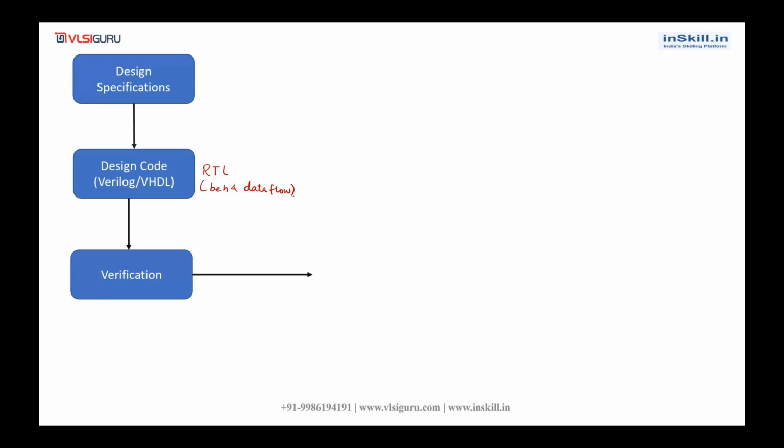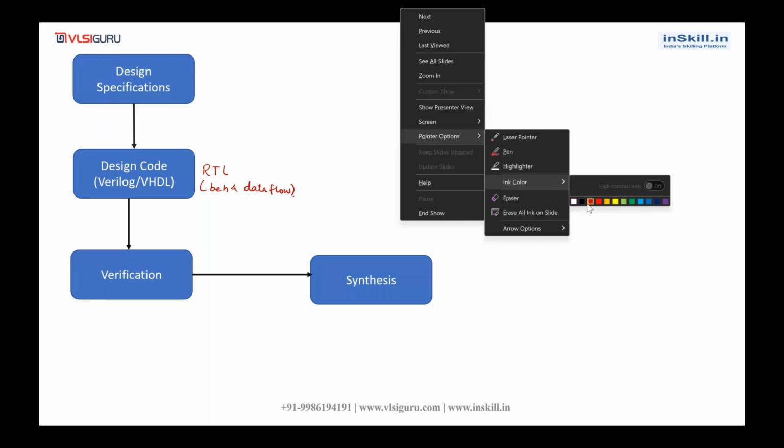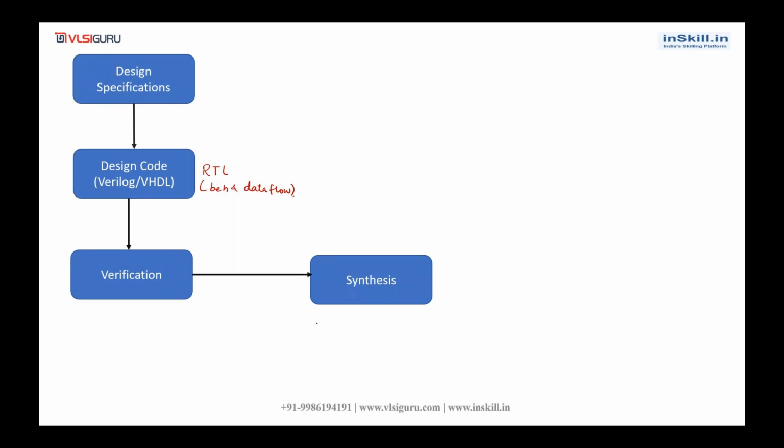So after the verification team, we have the synthesis. The synthesis team will be converting this behavioral and data flow level model code into structural form, which is nothing but a technology node specific gate level netlist.